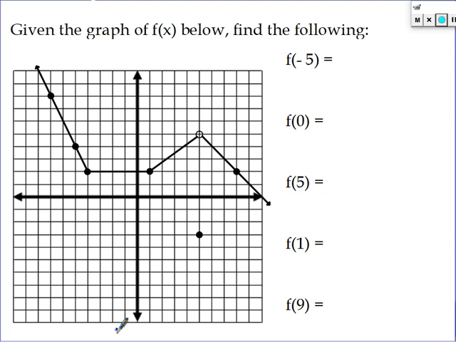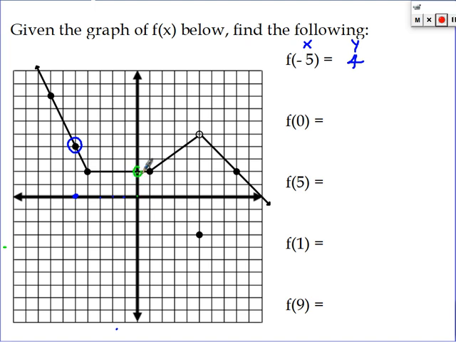So if negative 5 is the x, we're going to go on our x-axis, find negative 5, 1, 2, 3, 4, 5 is right here. And then we're going to say, well, what's the y value on the graph? 1, 2, 3, 4. That's my point right there. So your answer is 4. If I'm going to do 0, my x value of 0 right here. What's my y value? Well, that's this point right there. My y value is 2.